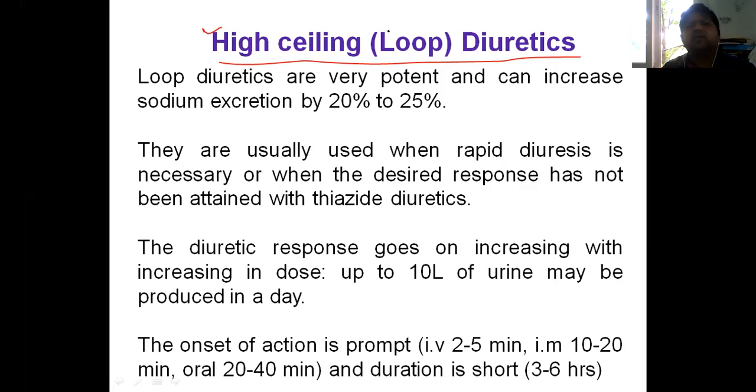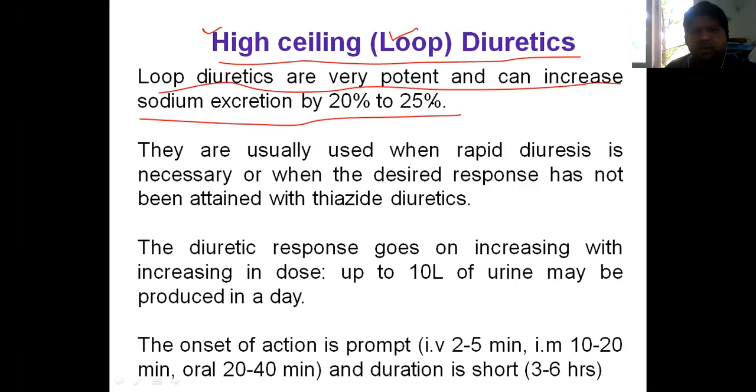They are also called loop diuretics because their major action is on the ascending limb of the loop of Henle. They inhibit a pump known as the sodium potassium chloride co-transport system, which I will discuss. By inhibiting that pump, they prevent reabsorption of sodium and water, and thereby increase the excretion of sodium and water. Loop diuretics are very potent and can increase sodium excretion by 20 to 25%.